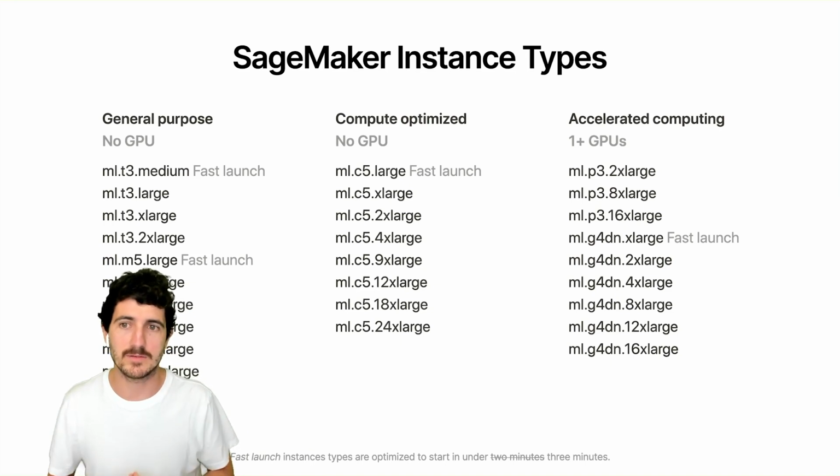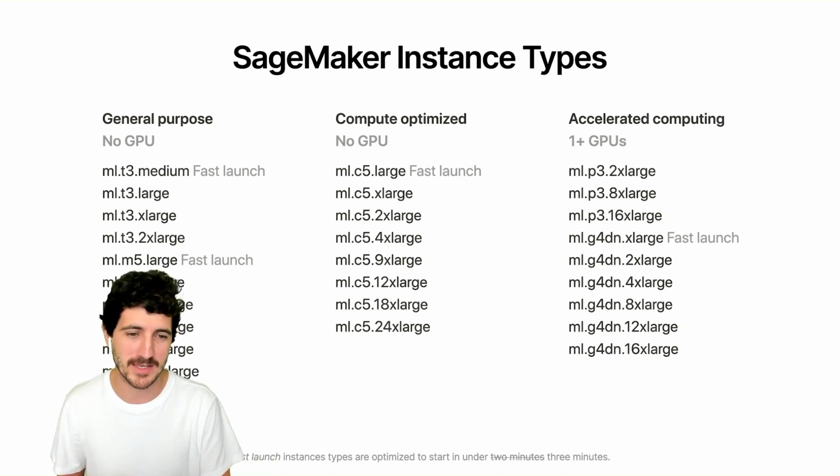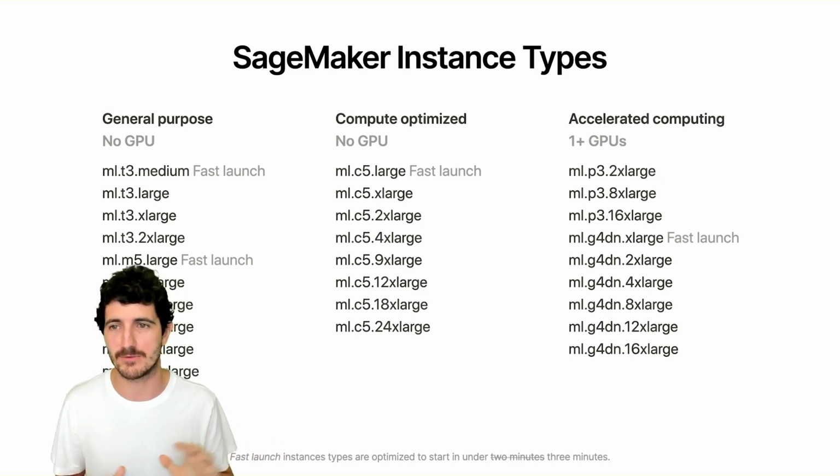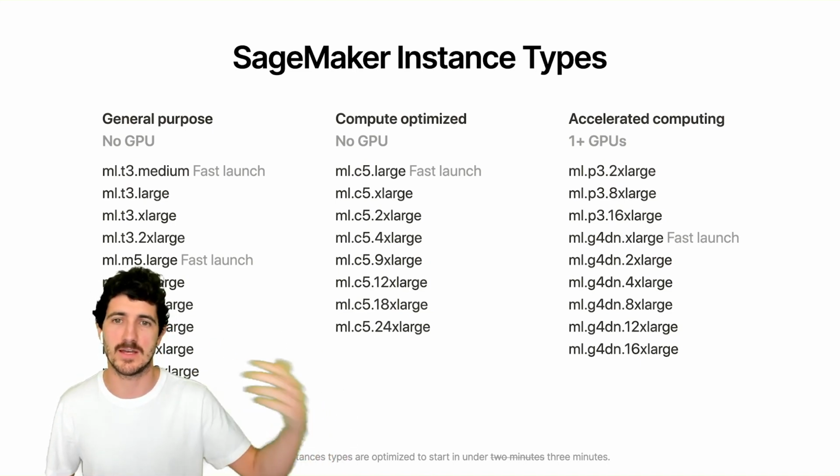What they have in terms of SageMaker is general purpose, compute optimized and accelerated computing instances. And there are some that are marked as fast launch. They describe those as the ones that start in under 2 minutes, but I've actually tried them this morning and none of them starts before 2 and a half minutes. They all start at 3 minutes more or less. So you have to wait until the machine switches on and gets started.